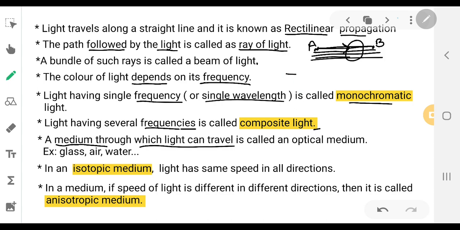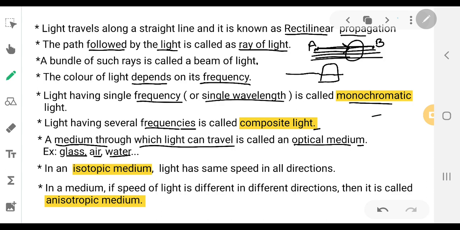A medium through which light can travel is called an optical medium. When light is traveling, if it encounters any other medium, and the light can pierce into that medium and continue its journey, then such a medium is called an optical medium. Examples are glass, air, water. Such things are called optical media.